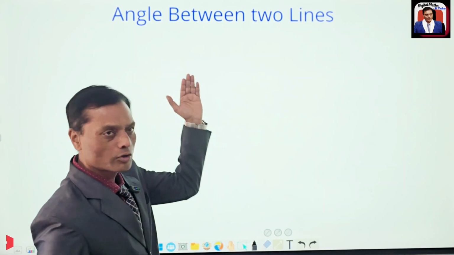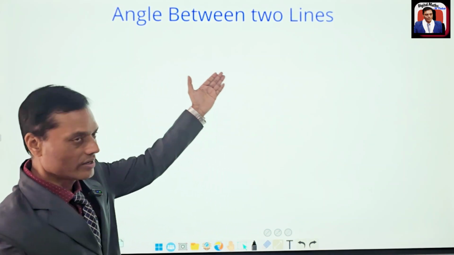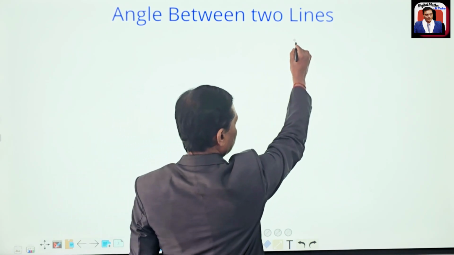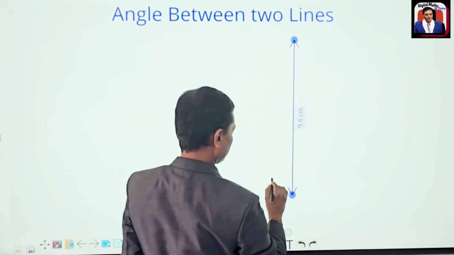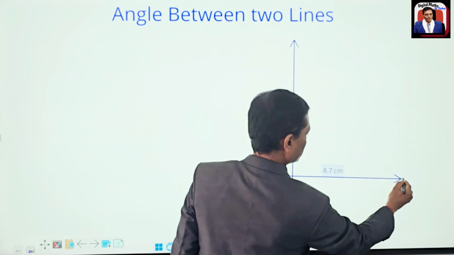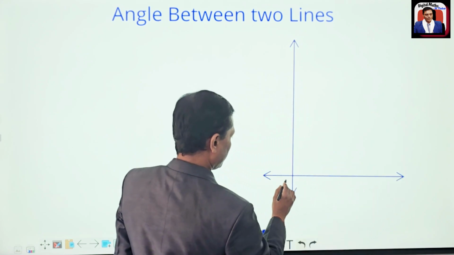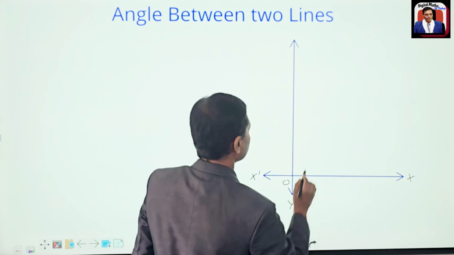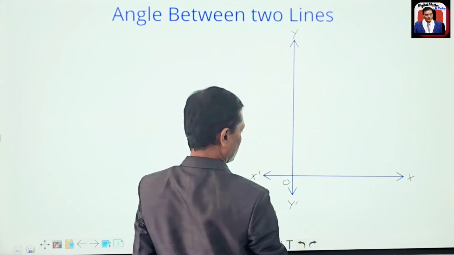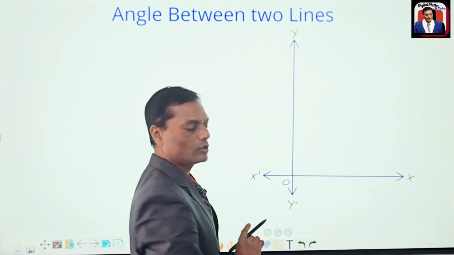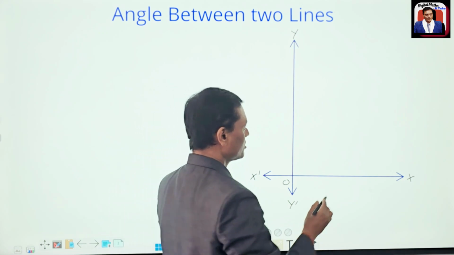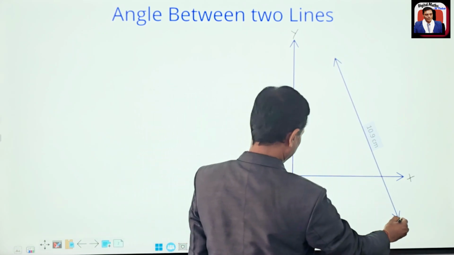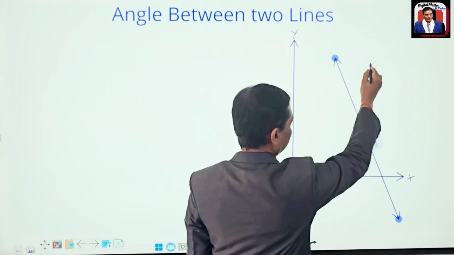So first of all, we are going to discuss the angle between two lines. First of all, we have the x-axis and y-axis. Let we have here the x-axis, and then we have two lines. Let the first line be L1, and the second line be L2.